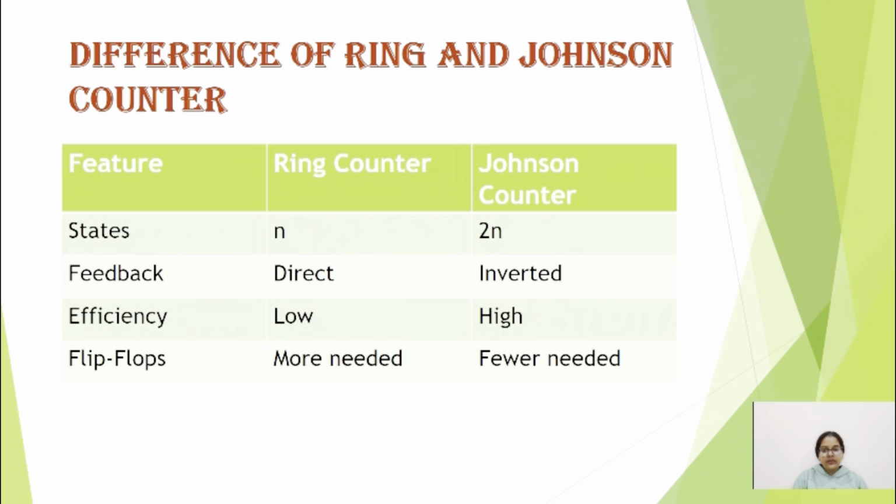Next slide is difference of ring and Johnson counter. Ring counter states is n and Johnson counter state is 2n. Ring counter feedback is direct and Johnson counter feedback is inverted. Ring counter has low efficiency and Johnson counter has high efficiency. And ring counter needed more flip-flops and Johnson counter needed fewer flip-flops.